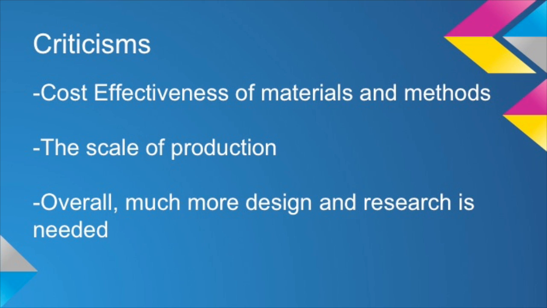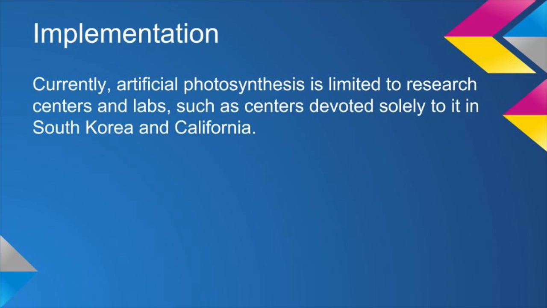Another problem that needs more research is the development of interfacial materials that will link light absorbers to catalysts to allow for efficient control of the entire system. Finally, the last main issue is the scale of production. Currently, artificial photosynthesis is limited to nanoscale. In order to be beneficial, it would need to be increased to macroscale production. Artificial photosynthesis is currently still limited to research centers and laboratories such as the Joint Center for Artificial Photosynthesis in California and the Korea Center for Artificial Photosynthesis in South Korea.